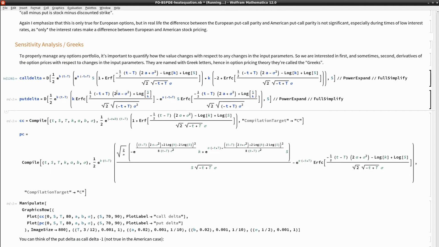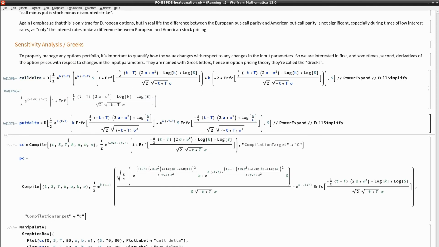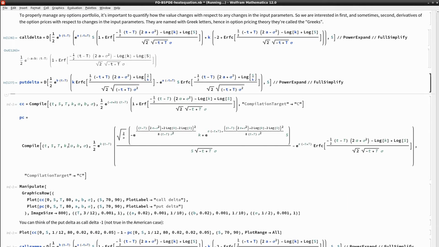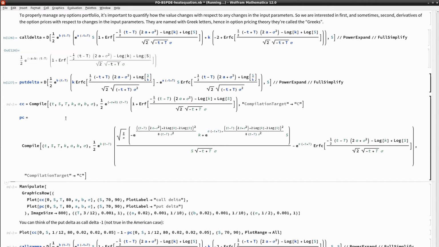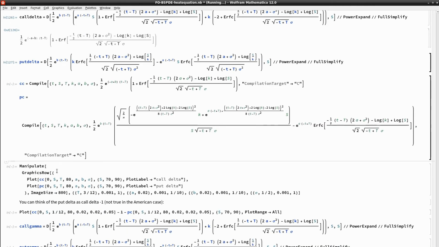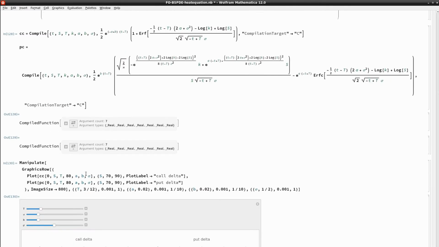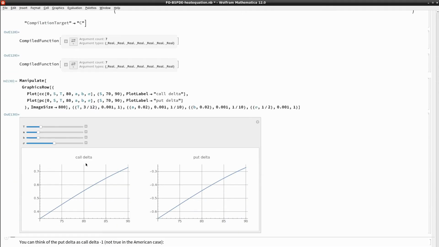And I simply take them and compile them to C. I want to compute with them in a moment. I want to plot them. So I simply take these outputs, this one for the call, do a copy paste, and then compile it. Here we have the compiled delta for calls and puts as C compiled functions. So let's plot them. Let's look at them. All right. So here we have them, and let's plot them.